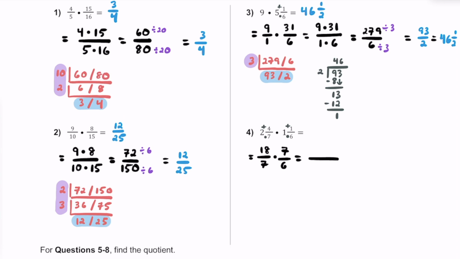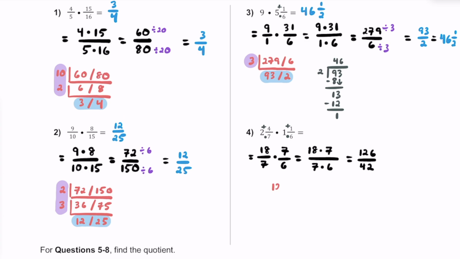All right, so rewriting this as one fraction, we have 18 multiplied by 7 on top, and then 7 multiplied by 6 on bottom. Again, if you need to pause to do any multiplication, feel free to do so. But 18 times 7 should be 126, and then 7 times 6 is going to be 42. Okay, so this is our product, but let's see if we can simplify this thing at all.